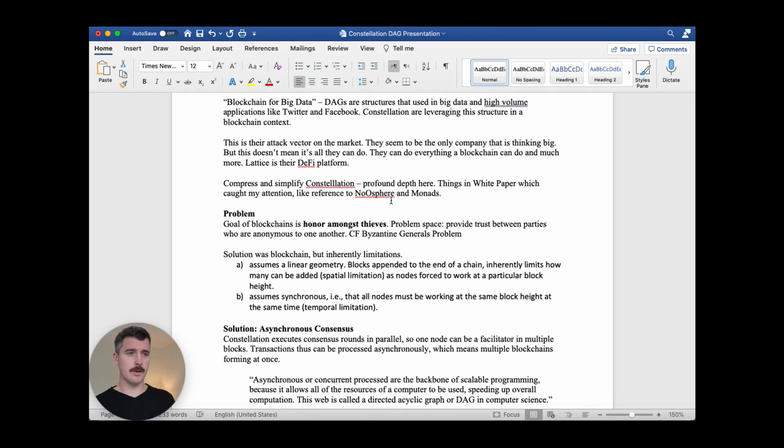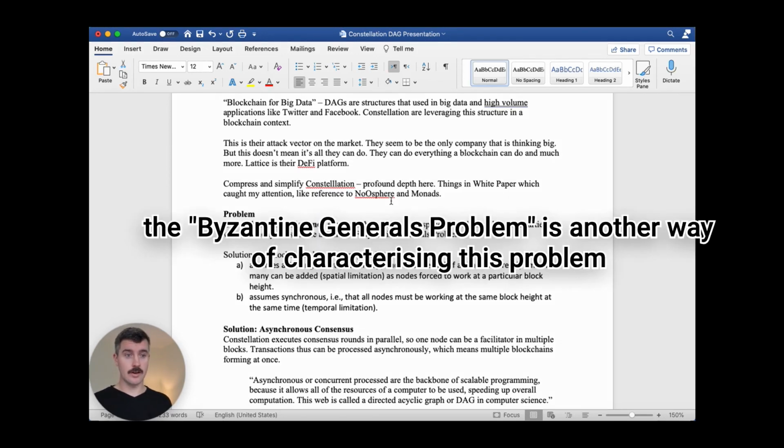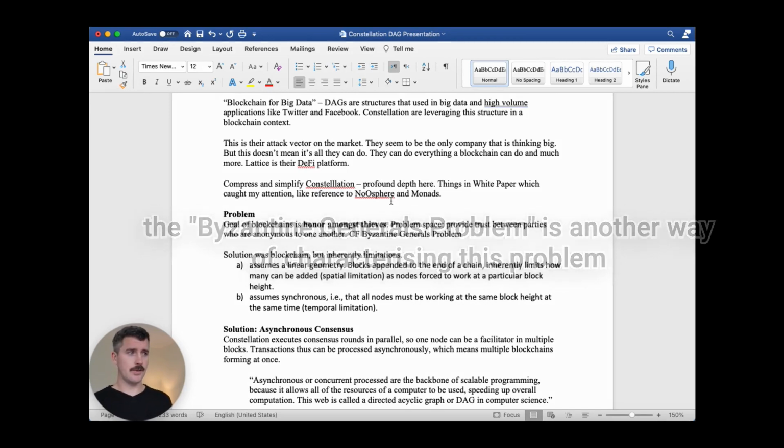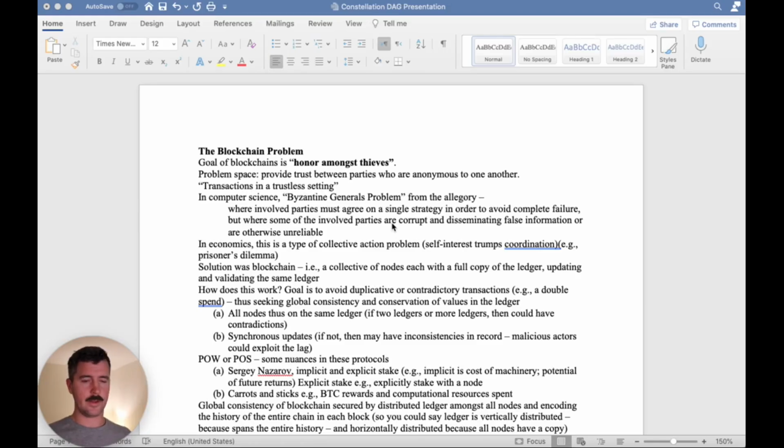So what was the problem that they're addressing? The problem is the same problem as all blockchains, which is honor amongst thieves. How do you provide a way for anonymous parties to perform transactions without a middleman in a trustless setting? That's the problem space, as it were. This is also characterized as the Byzantine generals problem in computer science.